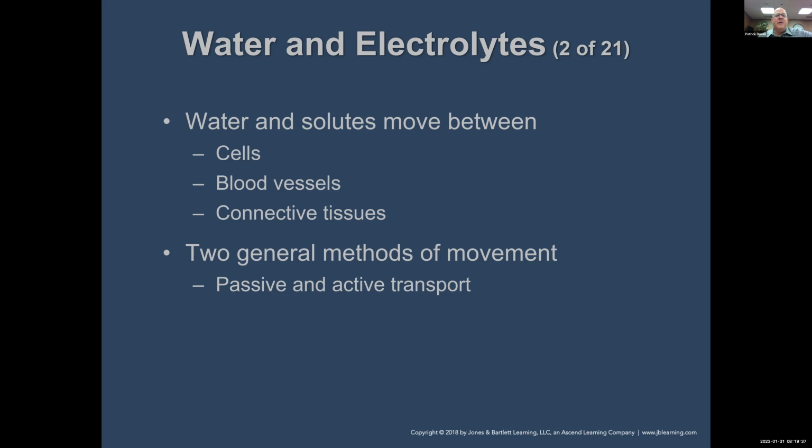So when we talk about the movement of those ions or those solutes through cells, blood vessels, and connective tissues, we're going to talk about how they go through it. But water is what helps facilitate that, okay? And we'll talk about osmosis and stuff too. But we have two forms of moving those solutes into and out of cells, blood vessels, and connective tissues, right? We have passive and we have active transport.